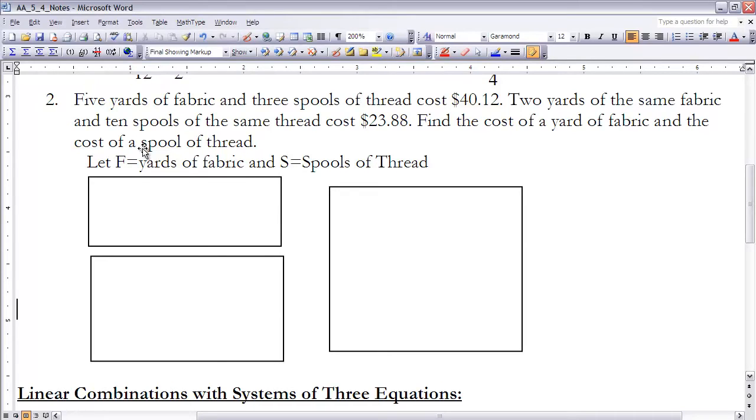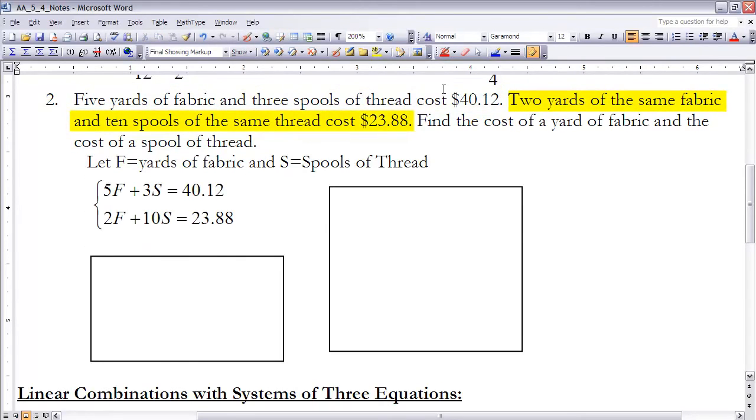I can take this first sentence, 5 yards of fabric and 3 spools of thread, and write 5F plus 3S is equal to 40.12. Then I can do the same thing with the second sentence, 2 yards of the same fabric and 10 spools, so I can write 2F plus 10S is equal to the cost of $23.88. By doing that, I've come up with a system of two equations. When we have word problems like this in this chapter, our goal is to write a system of equations, and that's what we've done now. If I'm going to solve this, I'm going to use linear combinations.